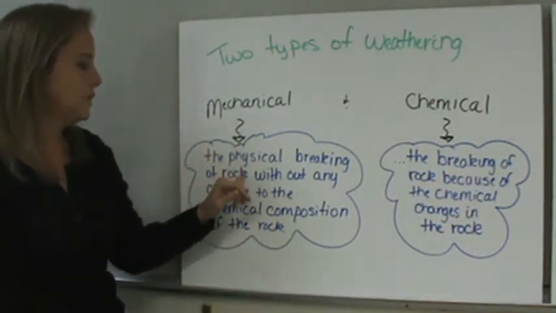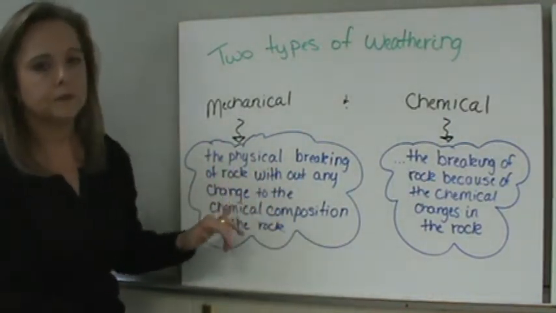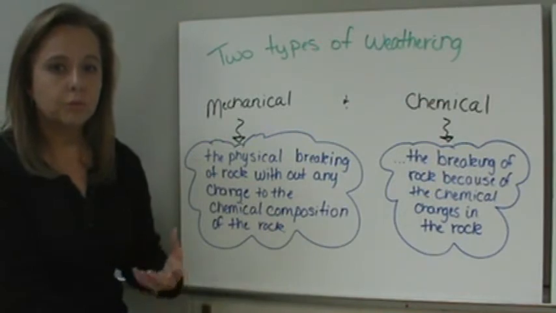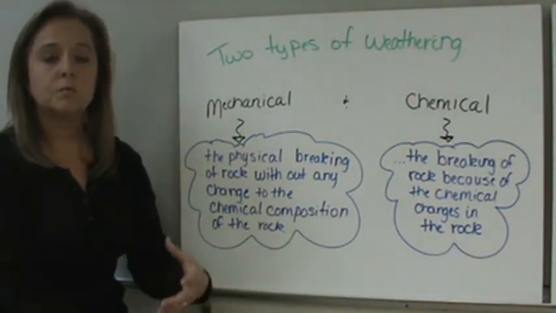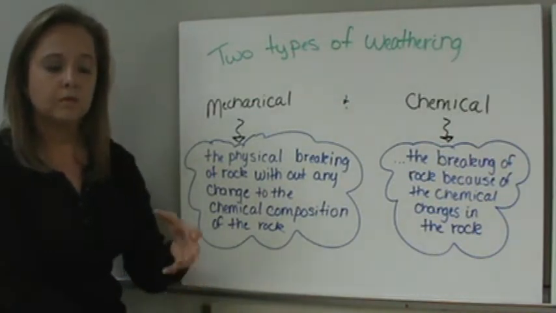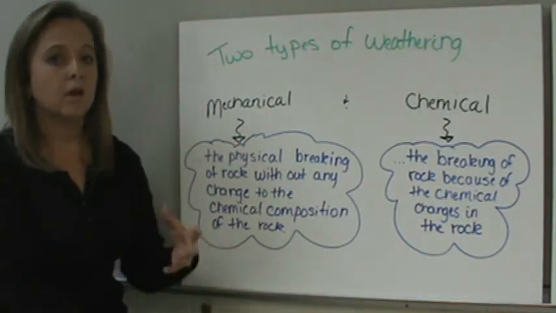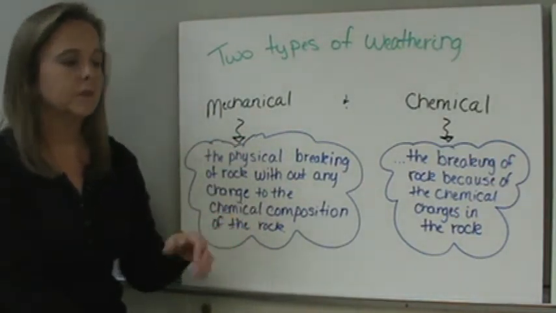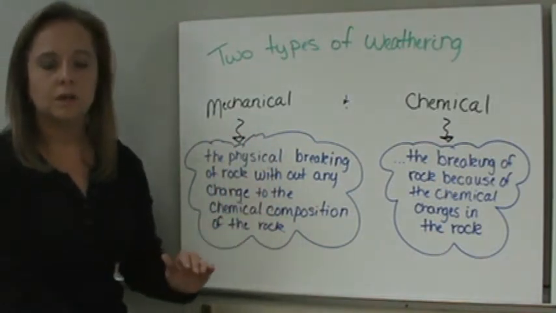Mechanical weathering is the physical breaking of rock without any change to the chemical composition of the rock. Now, you learned before that the chemical composition is its chemistry. What atoms, what molecules make up that rock? Can you point to the periodic table and find some of those substances that make up a rock, like carbon and hydrogen and oxygen? Mechanical weathering doesn't change any of that.